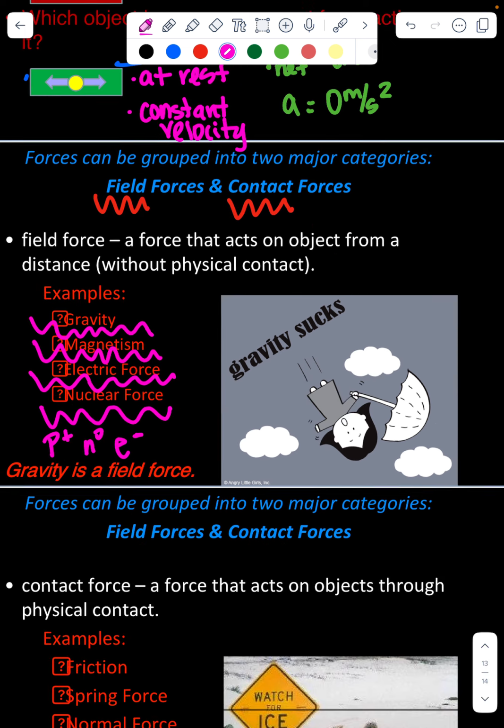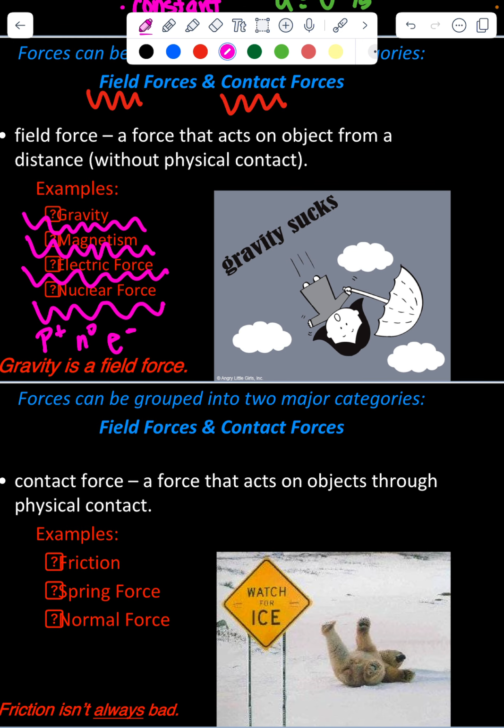The others, I'm going to add to these. The others are contact forces, meaning these have to be in physical contact with each other in order for that force to be exerted on an object. Friction is definitely one of those. Friction happens whenever 2 surfaces come in contact with each other, so sliding, that is friction. Another type of friction is air resistance. Air resistance is a force in and of itself. It is a type of friction.